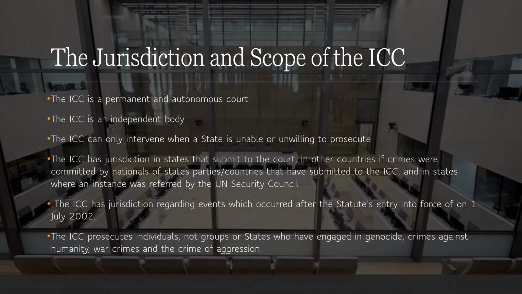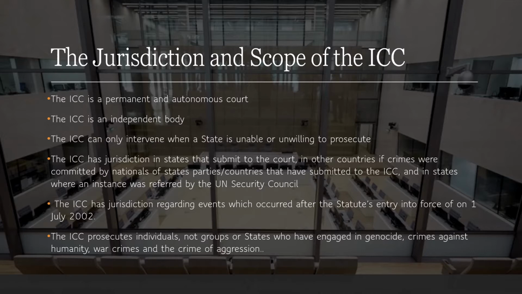The ICC can only intervene when a state is unable or unwilling to prosecute, meaning that the ICC will never step on the toes of another government that is prosecuting an individual, because if they are able to prosecute that individual, it is outside of the ICC's jurisdiction.